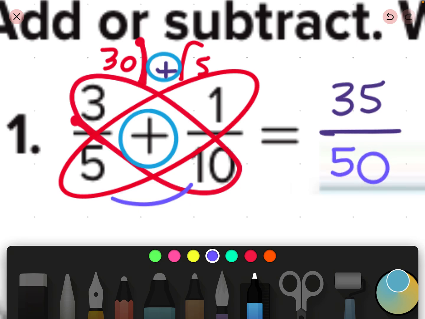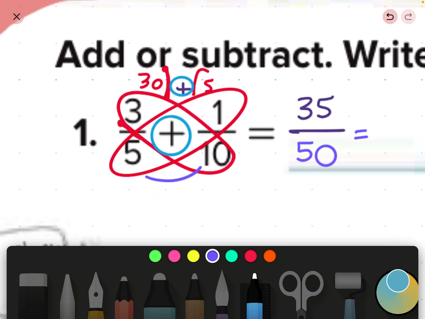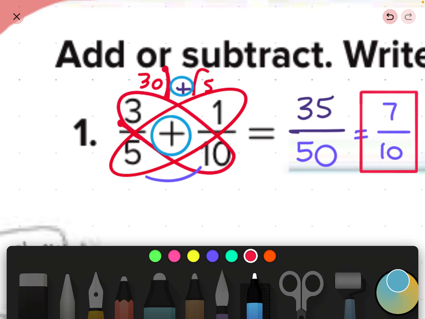So our answer is 35/50, which ends in a 5 and a 0. We can at least divide by 5. It's a good place to start. We get 7/10. Again, anytime you reduce, take a second look and see if you can go any further. We can't. So 7/10 is correct, and 7/10 is your answer in simplest form.